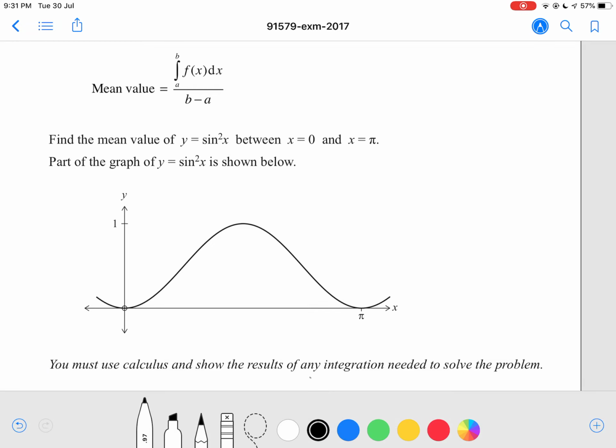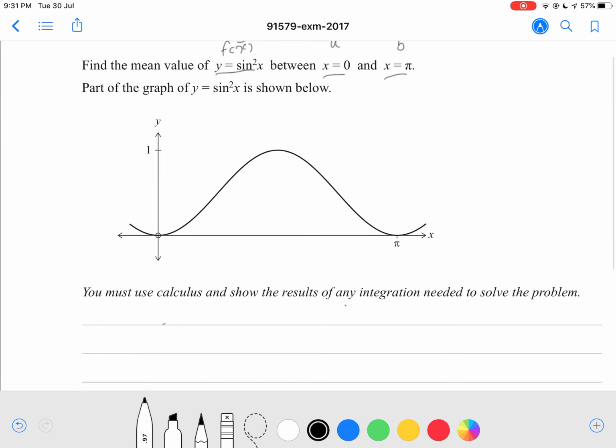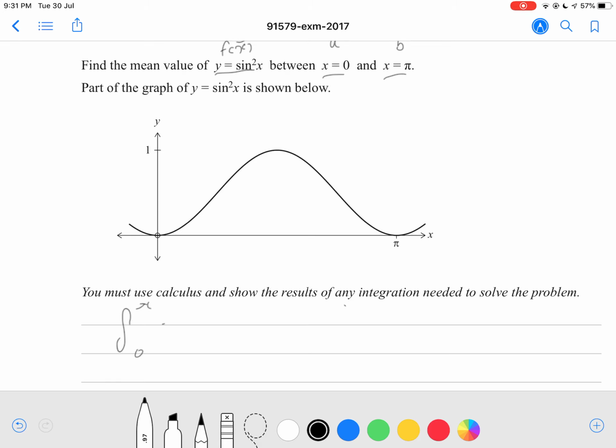Alright, so basically for this question, it tells you your function, so that's your f of x here, and x equals 0 and x equals pi. Remember that the bigger number is always at the top, so this will be b, and this will be your a value. Once again, to find the mean value, we need to integrate. So now we need to find the integral between pi and 0 of sine squared x dx.